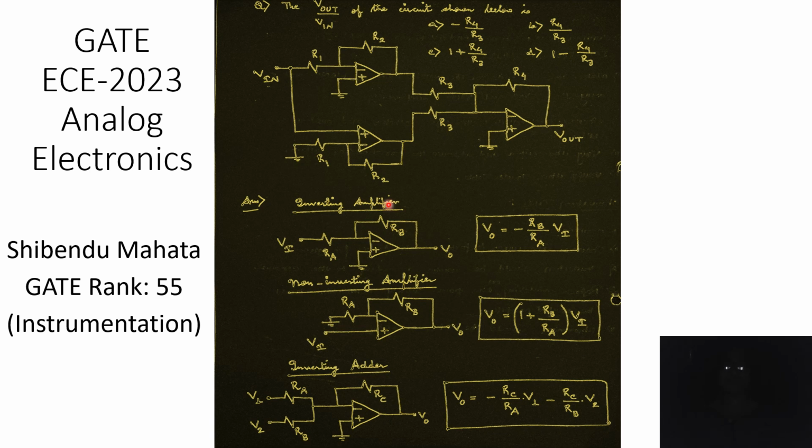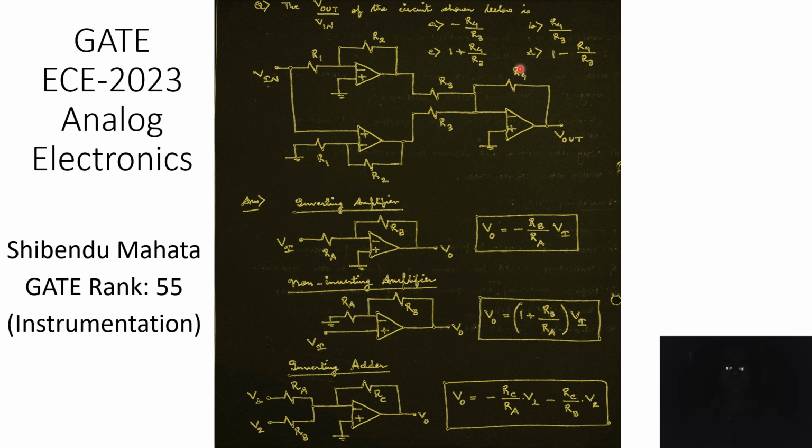This is a GATE problem from the analog electronics module for the ECE paper, and this question appeared in this year's GATE. It is stated that the Vout by Vin of the circuit shown below is: first option, negative R4 by R3; second option, R4 by R3; third option, 1 plus R4 by R3; and last option, 1 minus R4 by R3.